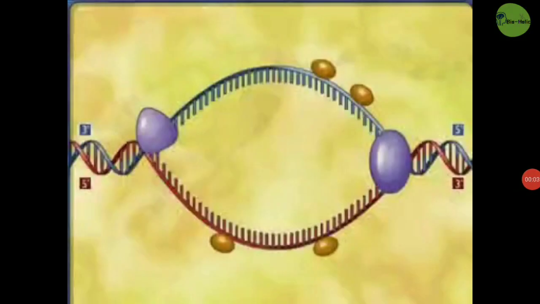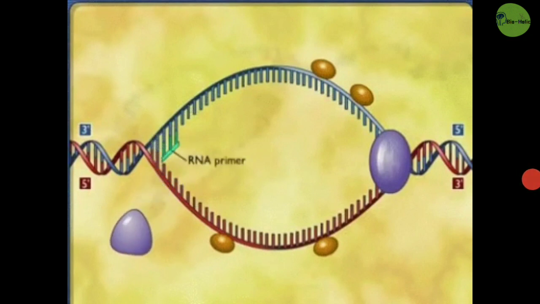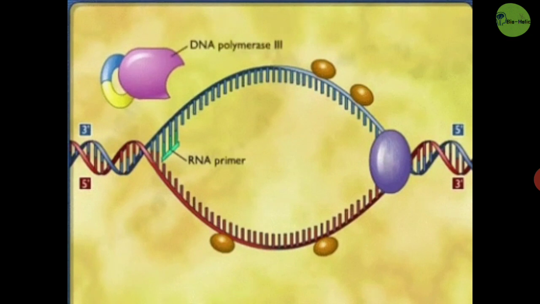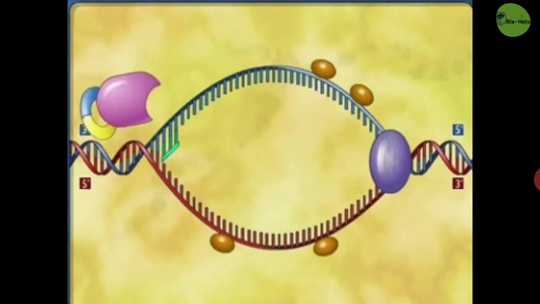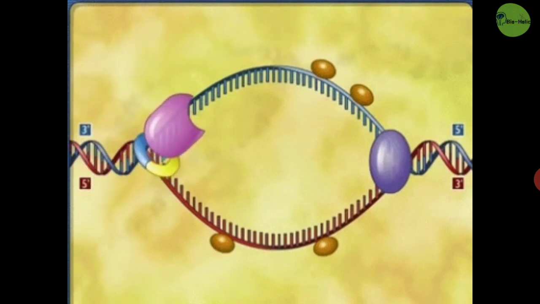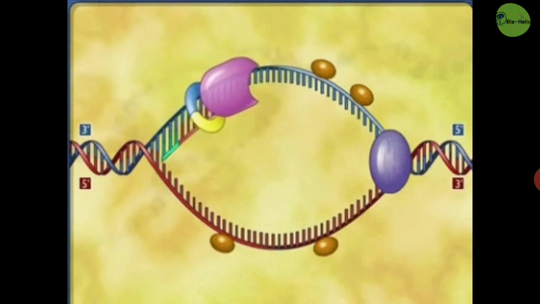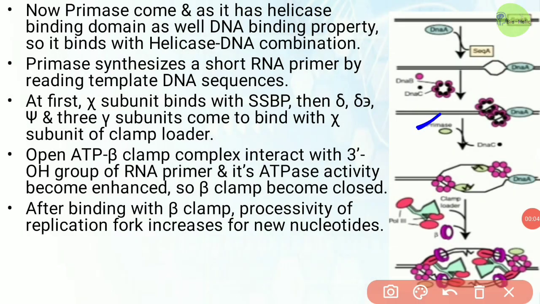So let's see in an animation form, then you can easily understand. Okay. So here in this animation we can see that primase comes and forms a short RNA primer, and then DNA polymerase III comes, which is a replicase, and proceeds the DNA chain by adding new nucleotides. Then helicase proceeds and increases the replication fork, or I can say the replication bubble, in the DNA strands.